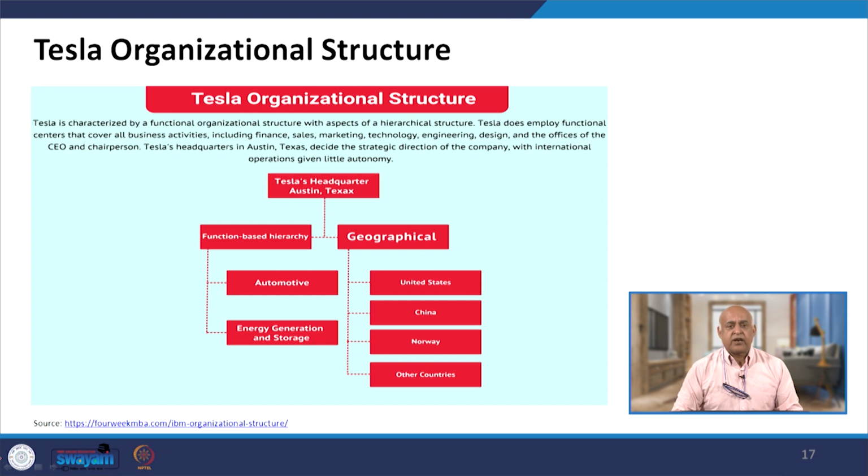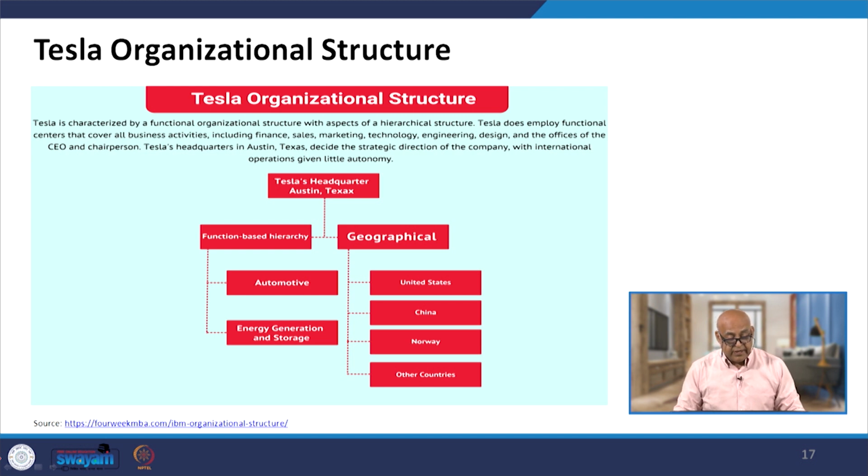When we are talking about the Tesla organization structure, here we find that Tesla is characterized by a functional organization structure with aspects of a hierarchy structure. We have discussed organization structures, horizontal structures, vertical structures, right? Here we find the functional structure, meaning the division of departments is on the basis of functions. Tesla does employ functional centers that cover all business activities, including finance, sales, marketing, technology, engineering, design, and the offices of the CEO and chairperson. Tesla's headquarters in Austin, Texas, decides the strategic direction of the company, with international operations given little autonomy.